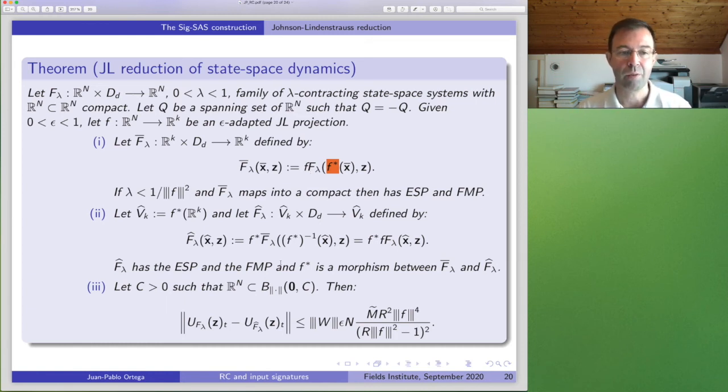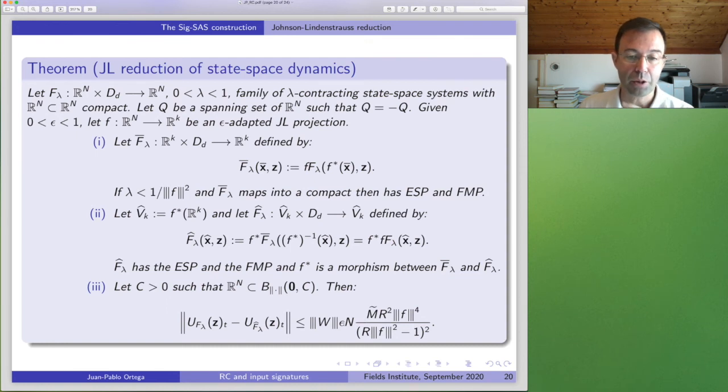And then what we are able to do, basically using the lemma that you saw in the previous slide, is to bound the error that I am going to commit. So this is the projection error. By reducing the dimension, this is the error that I am committing.